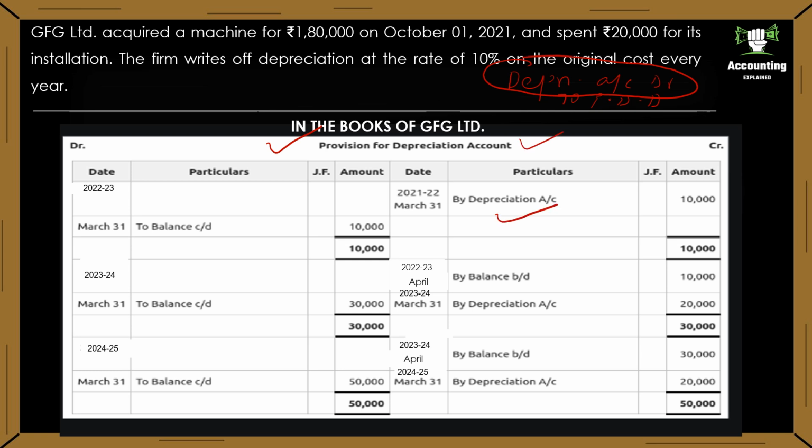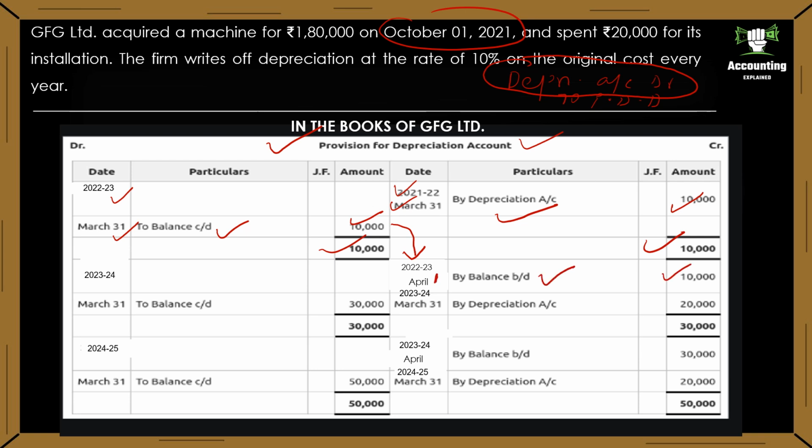By depreciation account on March 31, 21-22, 10,000. That is the depreciation amount we took, because it is for 6 months from October 1 to March 31st. Credit side total is more, so we are taking credit side total to both the sides. And on March 31, 22-23, to balance carried down 10,000. This has to be brought forward on April 1, 22-23 as by balance brought down 10,000.